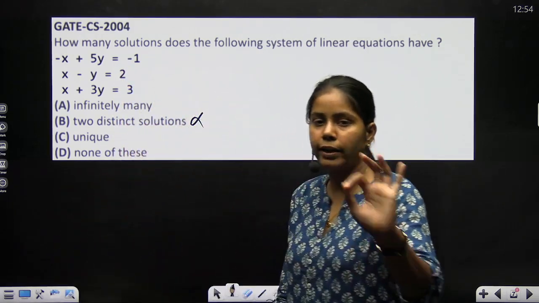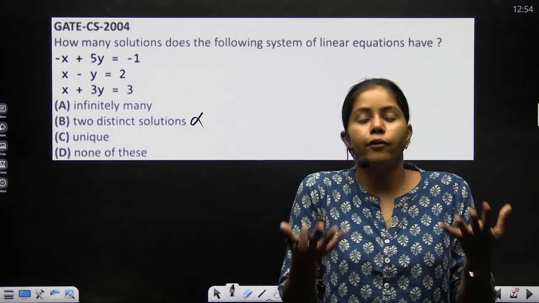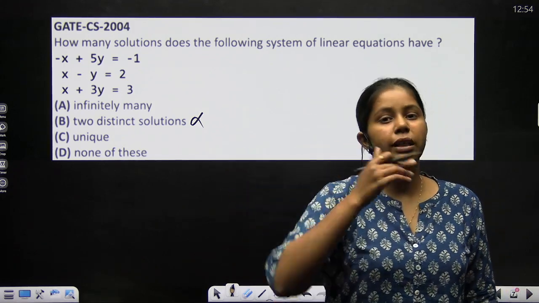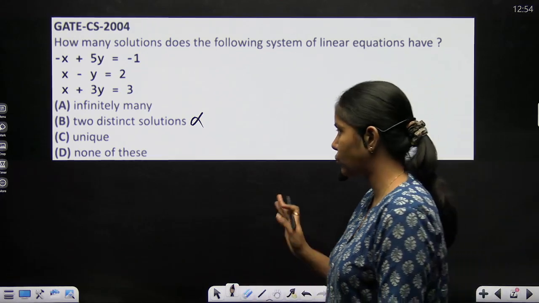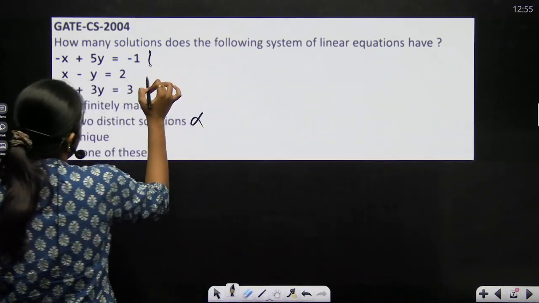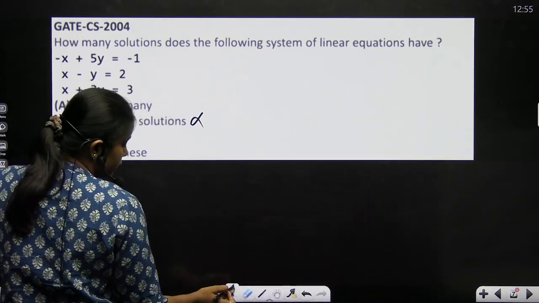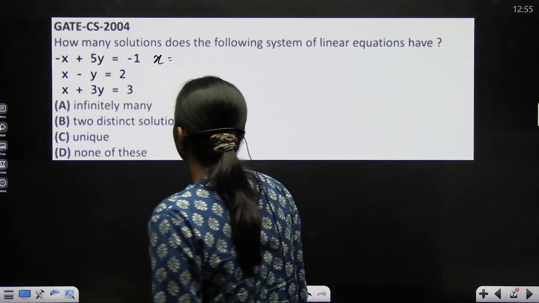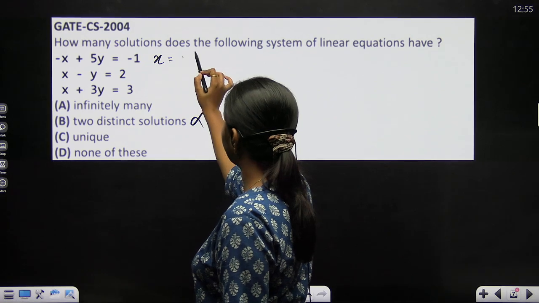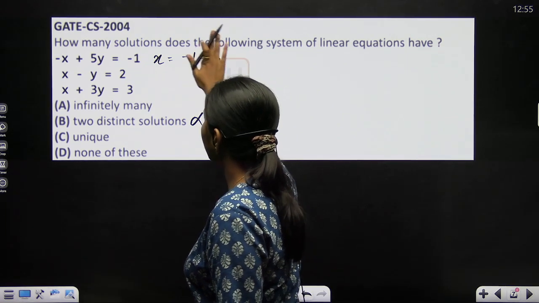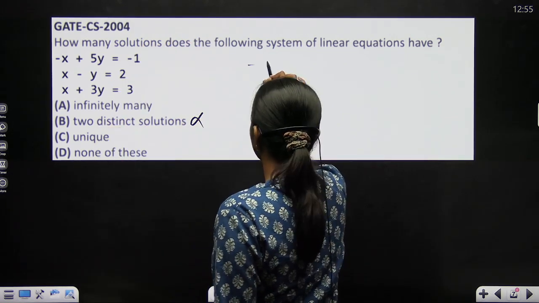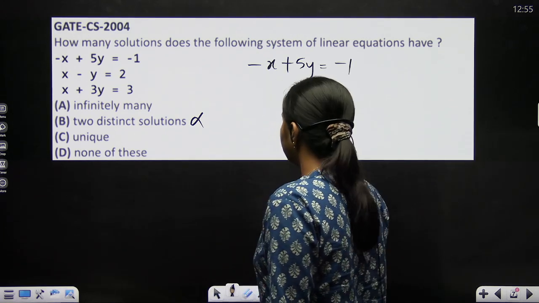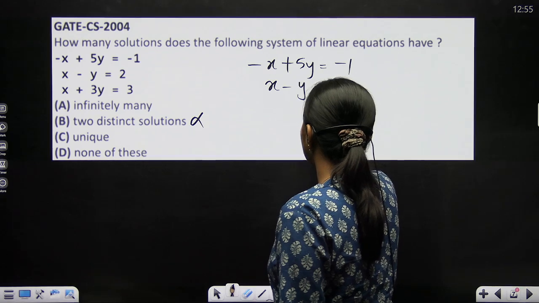Now it is in 2 variables, so it's up to me whether I solve it using row reduction or directly using substitution, but generally I'll solve directly using substitution when I have 2 variables. So what would I do? I'll find x from here. x would be -1 minus 5y, and let's use elimination, that will be easier. -x plus 5y is equal to -1. x minus y is equal to 2.